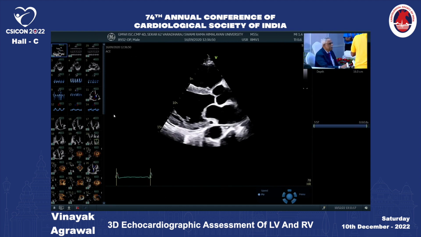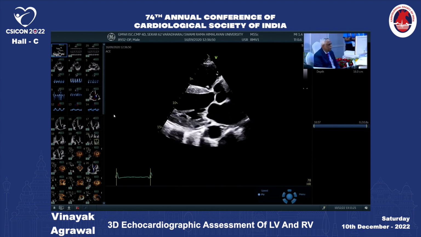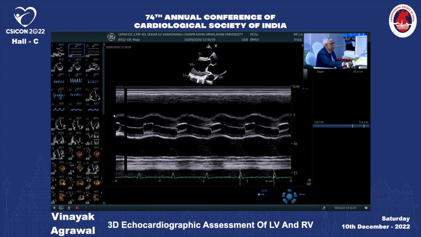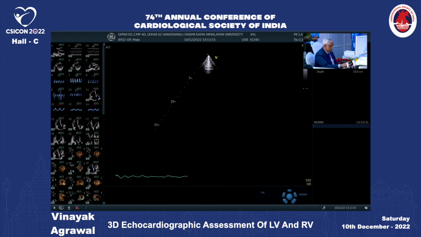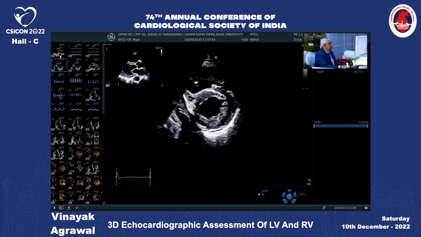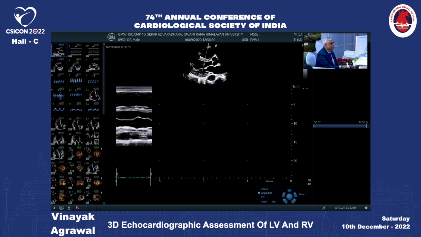Okay, so we'll go one by one. So we are seeing the long axis view. We are running the M mode echocardiogram. One of the things which we have been doing is taking measurements from the M mode echocardiogram. They have not actually recorded the M mode from the 2D. We can have an anatomical M mode like this.